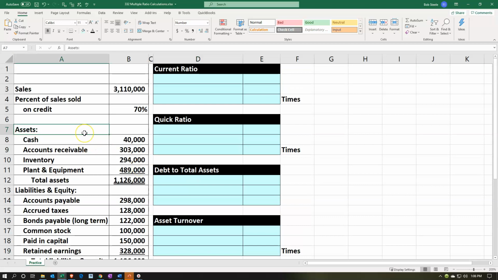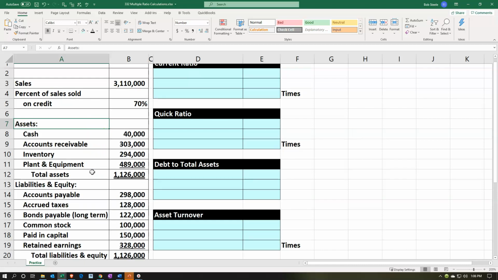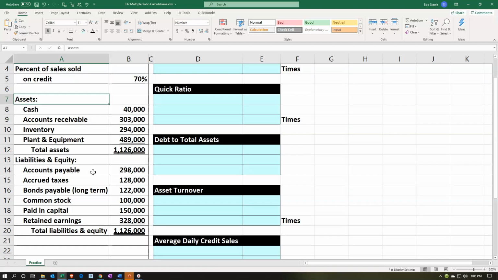Information on the left includes some income statement information, including the sales and the percent of sales sold on credit. And then we have the balance sheet information. We have an entire balance sheet here, including the assets: cash, accounts receivable, inventory, plant and equipment, total assets. We've kind of broken this down. There's not as many subtotals here, but we have basically the balancing concept of the balance sheet with the total assets and the liabilities and the equity. Liabilities and equity include the accounts payable, accrued taxes, bonds payable, common stock, paid in capital, and retained earnings. So that's going to be our balance sheet.